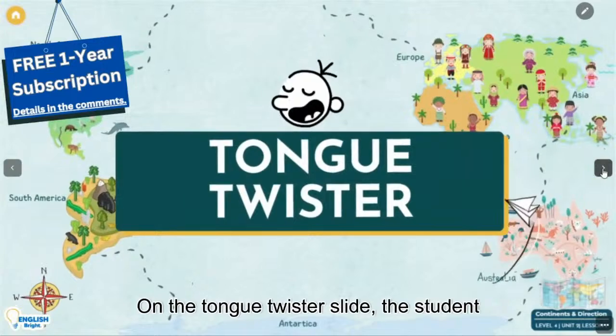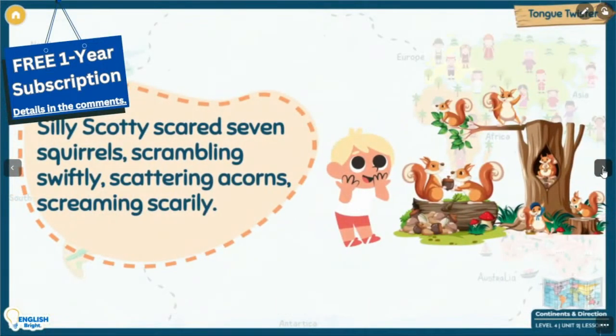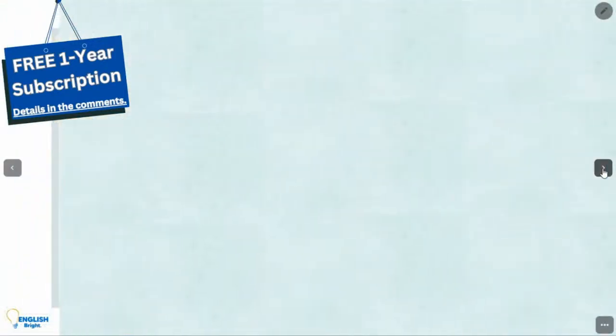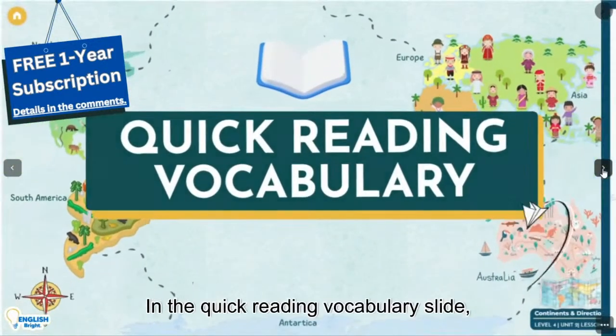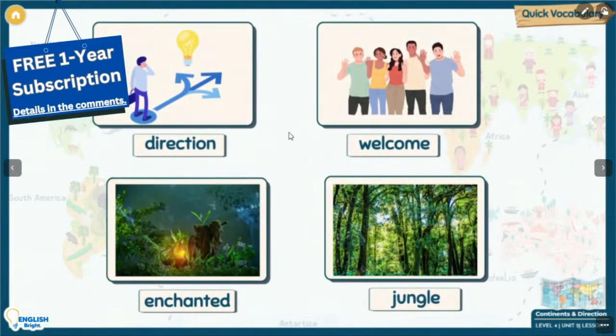On the tongue twister slide, the student will practice reading the tongue twister at a fast pace. In the quick reading vocabulary slide, the teacher will introduce the given words to the student.